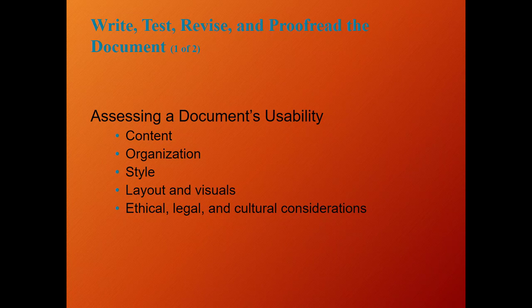One of the last things that we talk about is writing, testing, revising, and proofreading the document. So when you assess a document's usability, you want to think about the content, how it's organized, the style, the layout and visuals, and then when you talk to your lawyer about ethical, legal, and cultural considerations. The biggest thing I would say is that things need to be clear, they need to be concise, and they need to be organized in a way that the psychology of your reader will understand it.